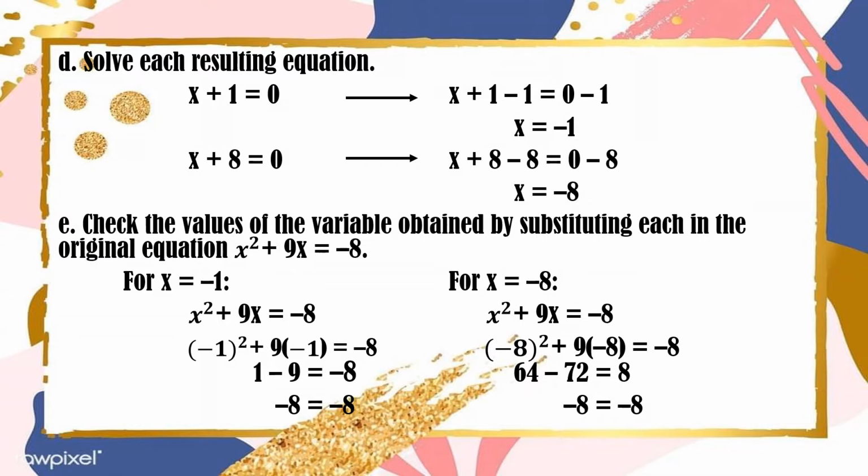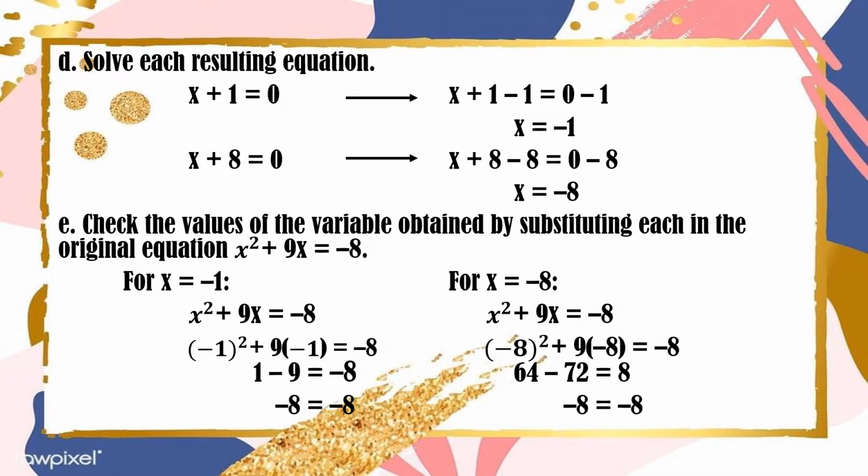So the result is negative 8 equals negative 8. If we use x equals negative 8, x squared plus 9x equals negative 8 will become the quantity of negative 8 squared plus 9 times the quantity of negative 8 equals negative 8. So we just substitute the value of x, which is negative 8, to all the variable x here.